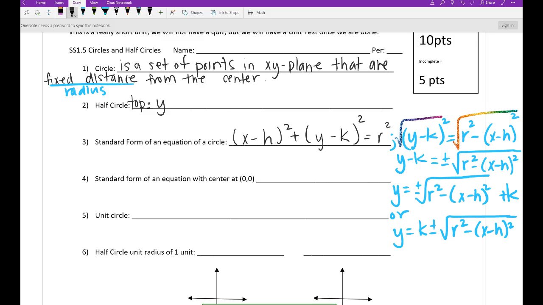So if I want the top, I just take the positive, in which I don't need to write positive. I would just write the radical of r squared minus (x minus h) squared, and then I'm going to add the k behind. What if you want the bottom half? How is that different? Yeah, that's it. Y equals negative big radical r squared minus (x minus h) squared, plus k.